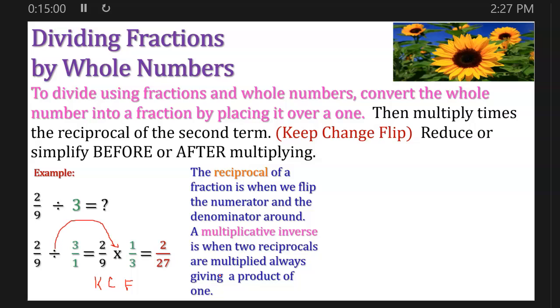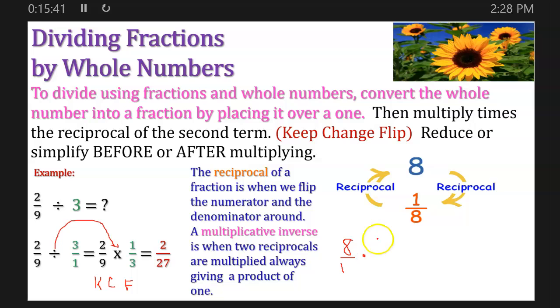The reciprocal of a fraction is when we flip the numerator and the denominator around. Now here's where I'm going to talk about multiplicative inverses. We know that an additive inverse is when we take a number and add it to its opposite. So like -4 plus +4 is going to give us a 0. That's an additive inverse. Additive inverses always give us 0. But a multiplicative inverse always gives us a 1. And what we do is we take a number like the number 8, a whole number, and we place it over 1. We multiply that times its reciprocal, which is 1 over 8.